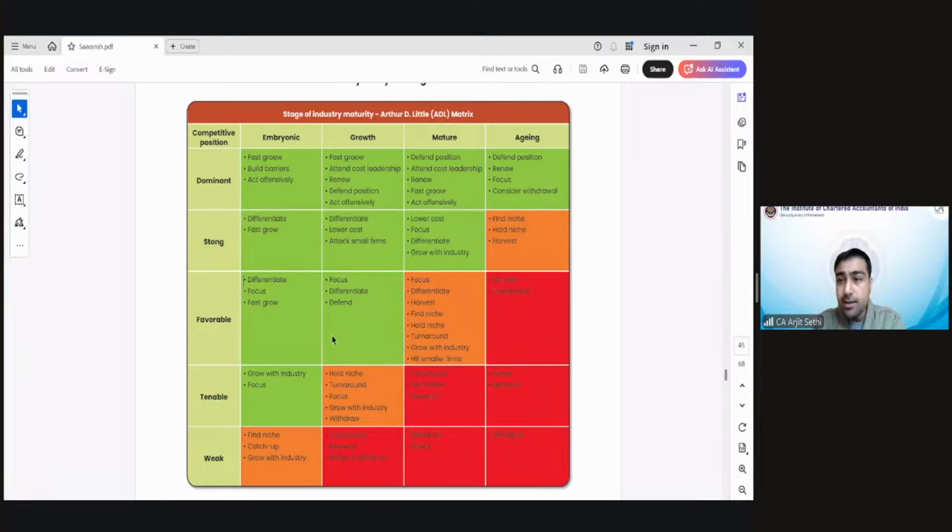Now, as per Arthur D. Little, now my competitive position is weak or tenable, right? Abhi I am utna powerful nahi. He's brought in logic, he's brought in a good point, and now my competitive position is very weak, right? But the industry is growing. Industry grow kar rahi hai, but my position is weak. So what should I do?